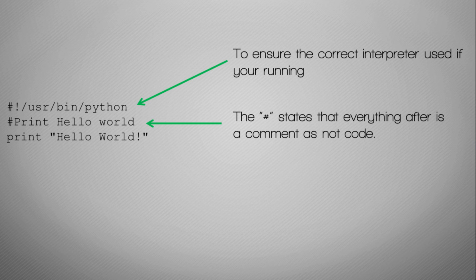We then have our comment. Our comment is denoted by the hash. So if you type hash and then anything afterwards, it will give a description of the code. So these are just useful ways that you can type things in to make sure that you understand your code at a later date. And then we have the third command here, which is print hello world. And what that will do is it will print to the screen anything between the speech marks, and in there we have hello world exclamation.